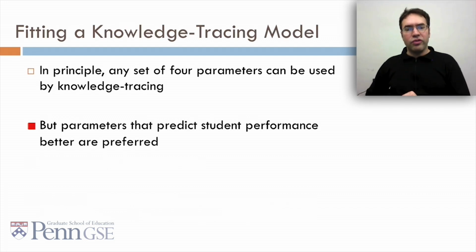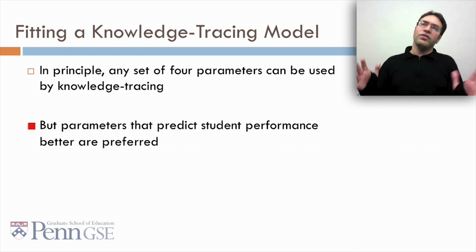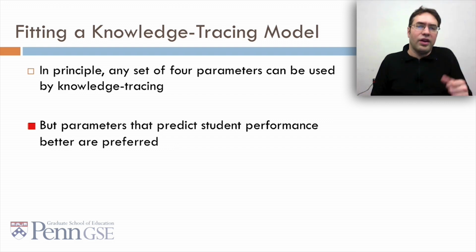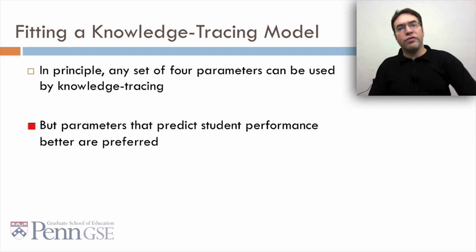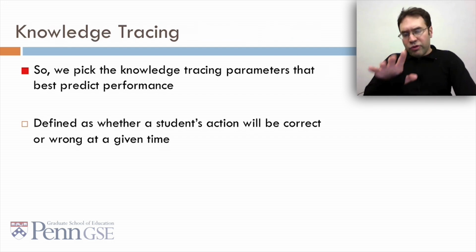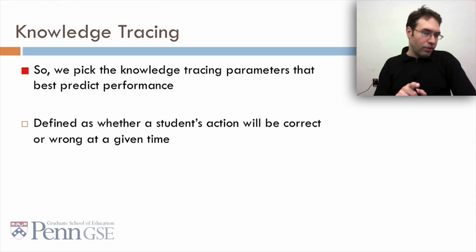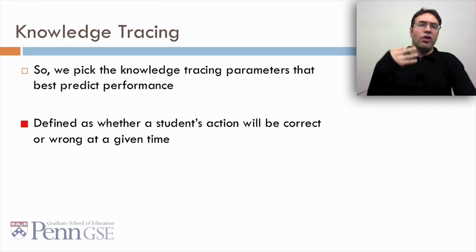But parameters that predict student performance better are preferred. Obviously, if you've got one set of parameters that you can run, but it's terrible, and one that actually fits pretty well, hopefully you prefer the one that fits well. So we pick the knowledge tracing parameters that best predict performance, defined as whether a student action is going to be correct or wrong at a given time when knowledge tracing predicts it will be.